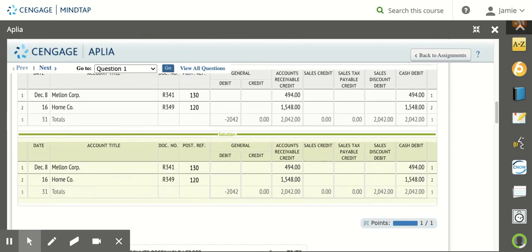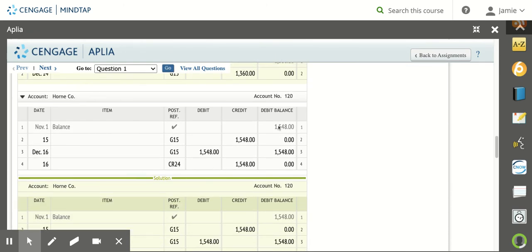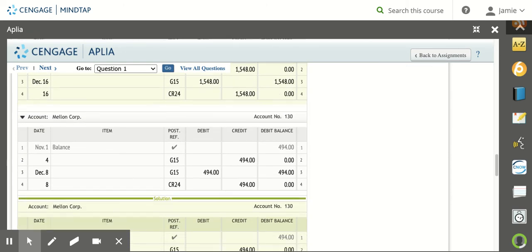that when you post, you'll notice that Mellon Corp, they had a balance, then we wrote it off. So we credited it, they're down to 0. Then we debited it for $494 because they paid us. So we put their account balance back up to $494. And then coming from the cash receipts journal, we credit it. Now their balance is back to 0.